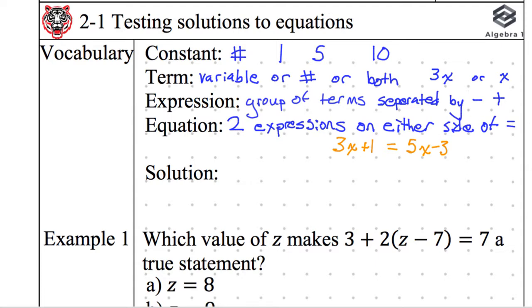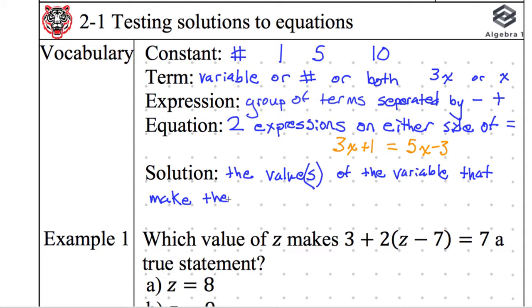All right, and then solution, I think Mr. Sindel is going to define this one for us. This is the value, and I'm going to do in parentheses S because it might be multiple answers. It won't be multiple answers in Unit 2. It will be multiple answers in Unit 3 or 4. I don't remember when we get more than one answers. But it's the values of the variable that make the equation true.